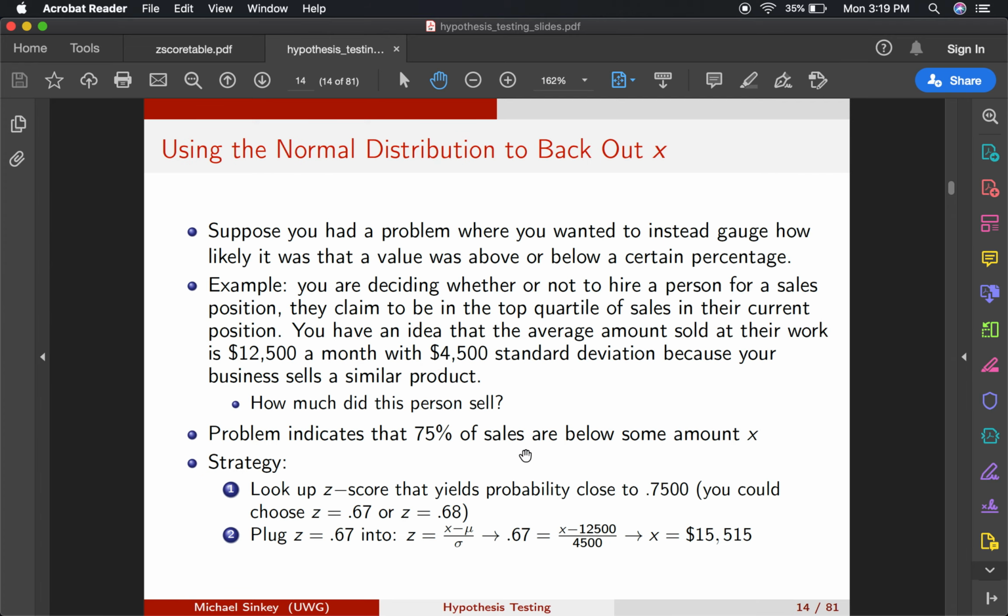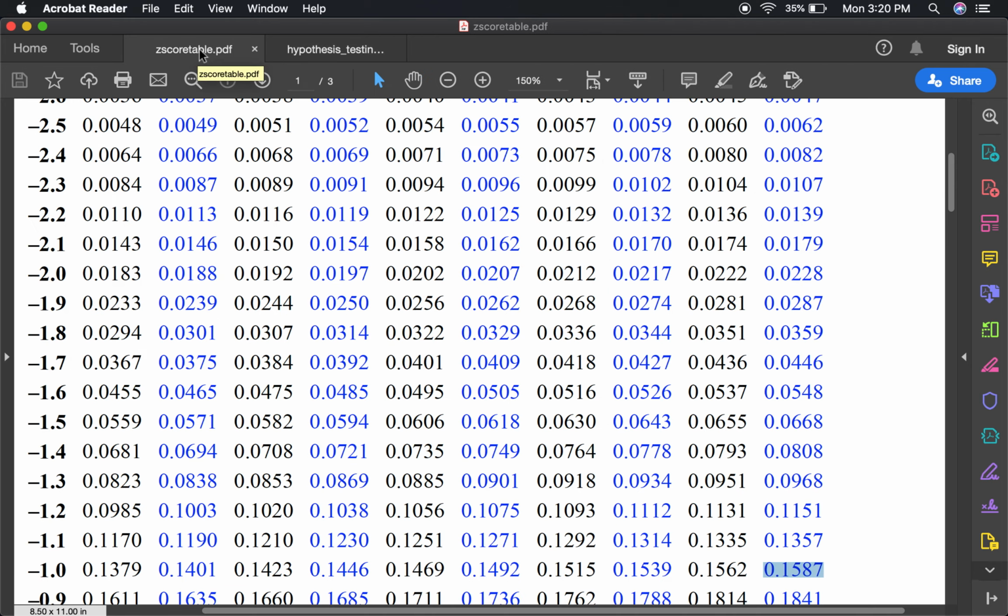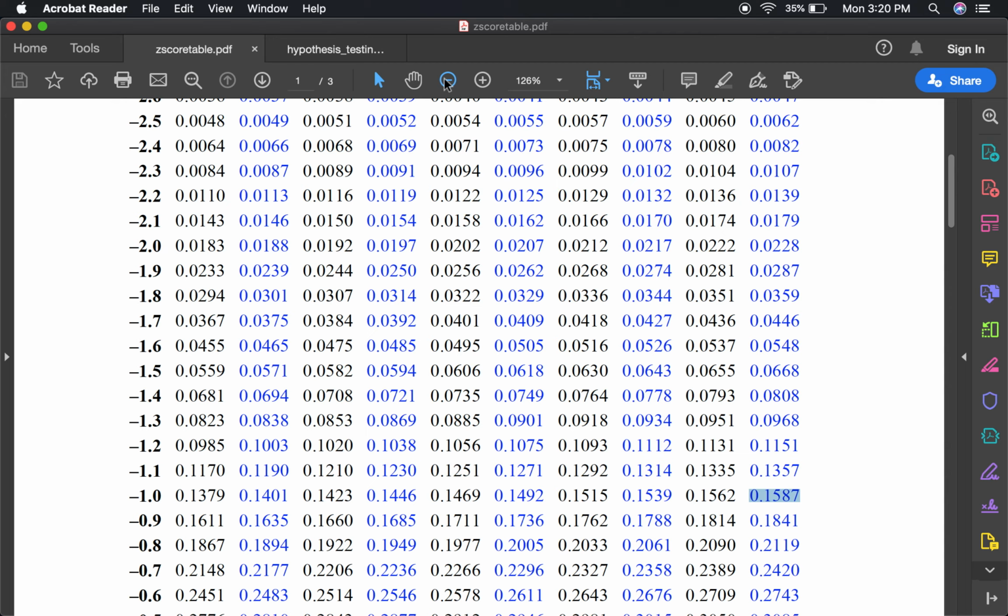So when we have these types of problems, the strategy is to first look up a z-score that yields a probability close to 0.7500. I can't look up 25% because the z-table only looks up less than. So I know that being in the top quartile is that you do more than 75%, but unfortunately I can only look up less than. So we're going to look up a z-score that yields a probability close to 0.7500.